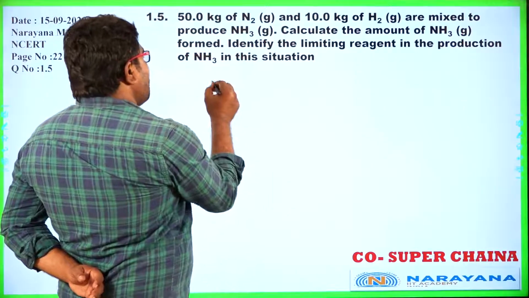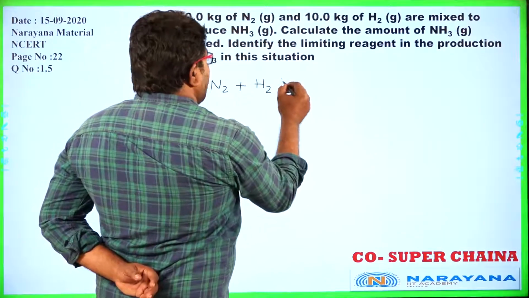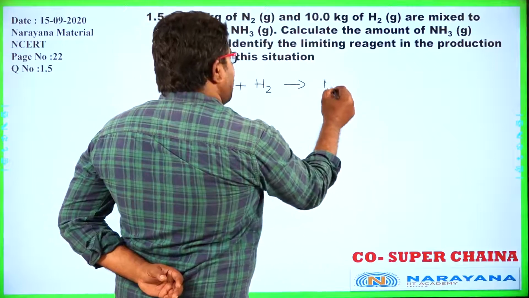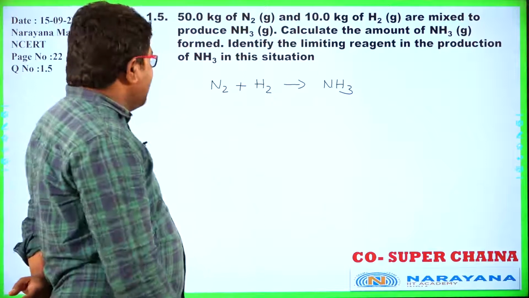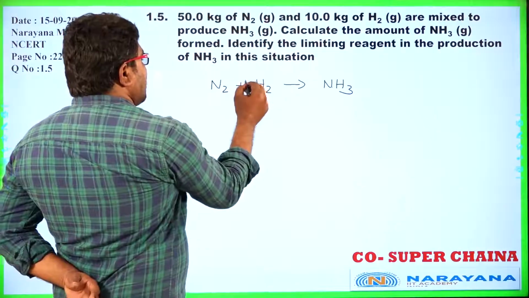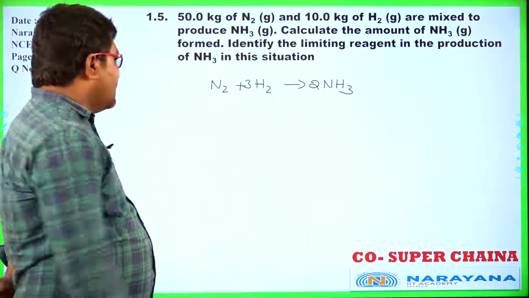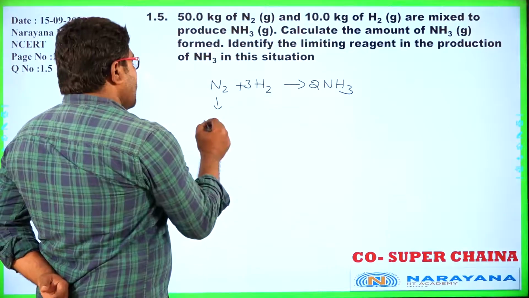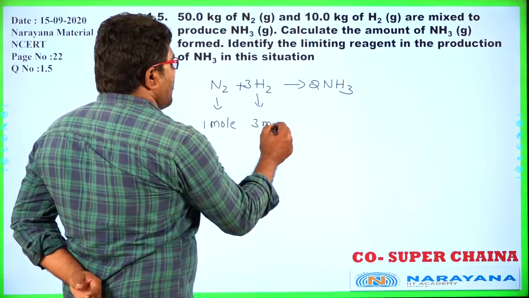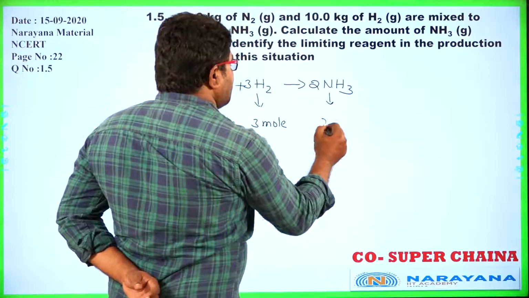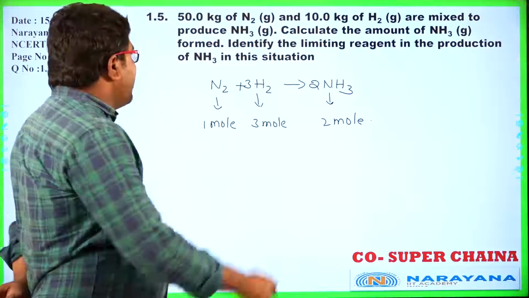So N2, when reacted with hydrogen, forms NH3. Commercially, this process is called Haber's process in industry. 3 moles of H2 are required, and 2 moles of NH3 are formed. So, 1 mole of nitrogen requires 3 moles of hydrogen and 2 moles of ammonia are formed according to the balanced chemical equation.